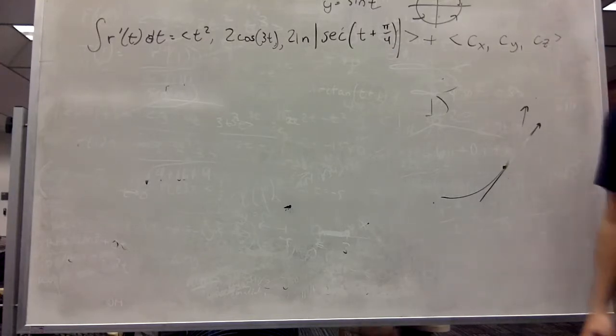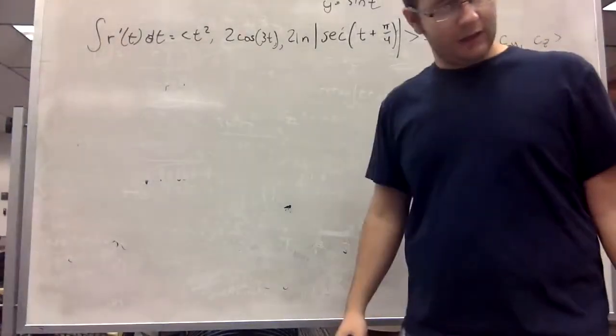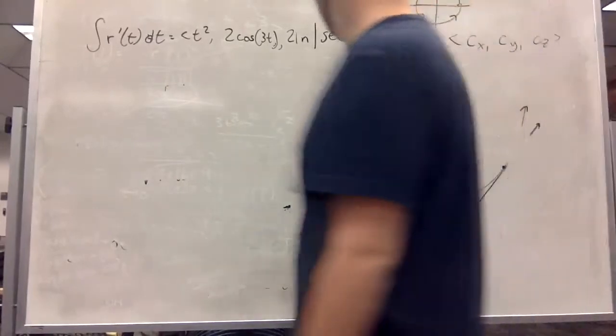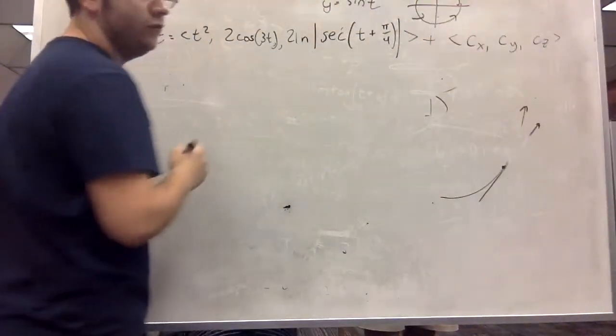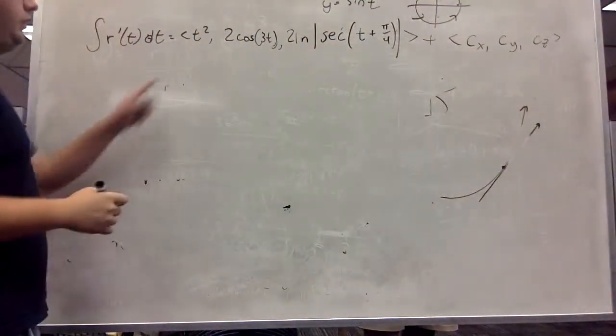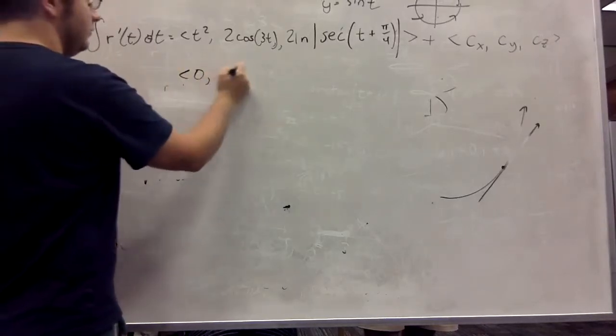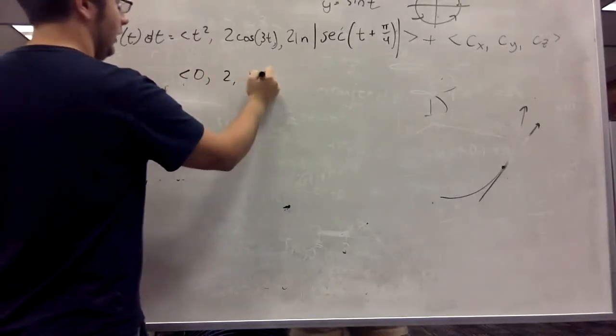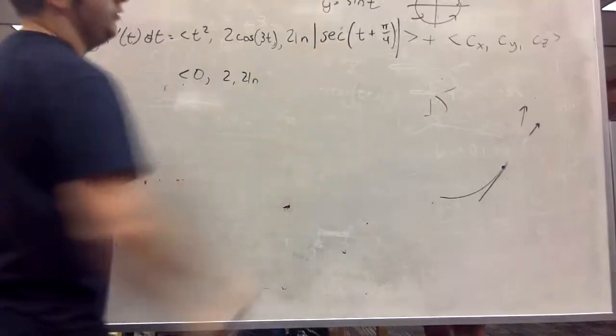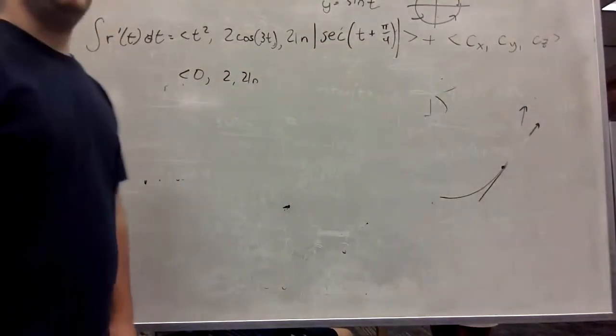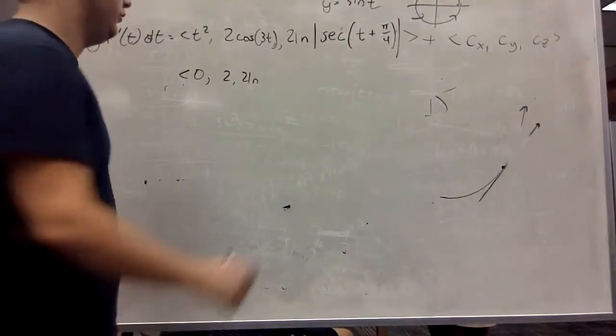So we're told the initial position of such a letter is 2, 1, ln of 2. So when I plug in 0 to this, I should get 2, 1, ln of 2. When I plug in 0 here, I get 0, 2, 2 ln of the secant of 0 plus pi over 4, which is pi over 4. The secant of that would be root 2.